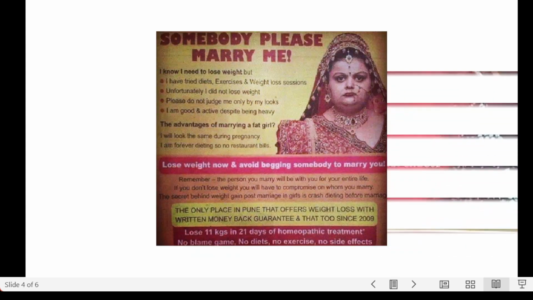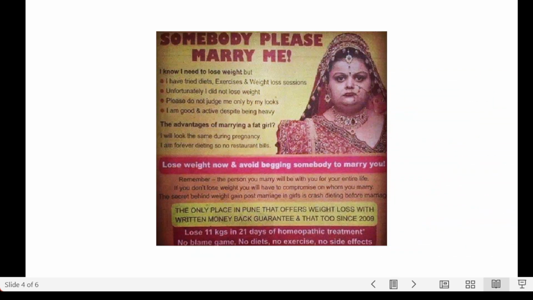So this is representation. Now here again body shaming is being done, and here it says you should lose weight for a better health. But how are these people advertising? That you should lose weight so that you get married. Now that's again a very bad depiction of the society, even a better gender.